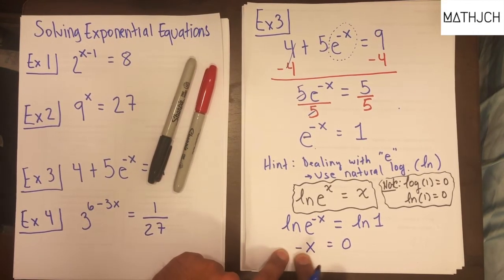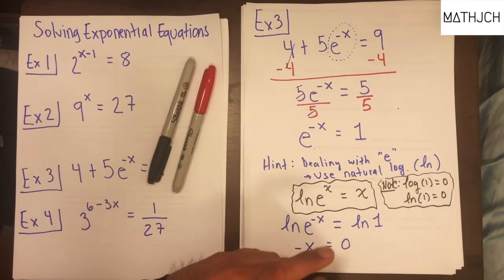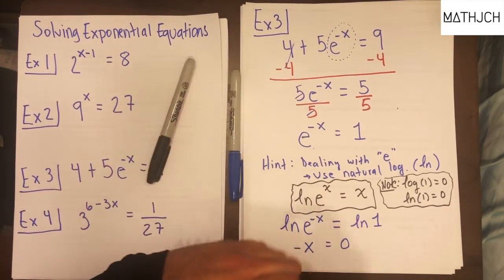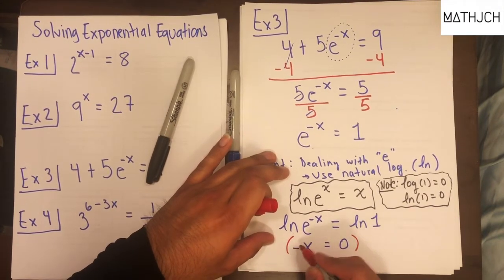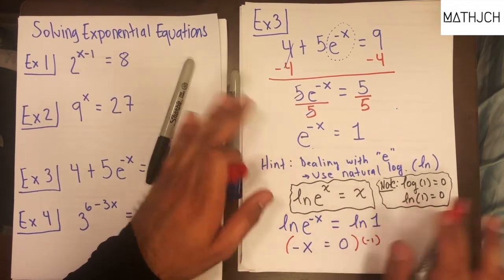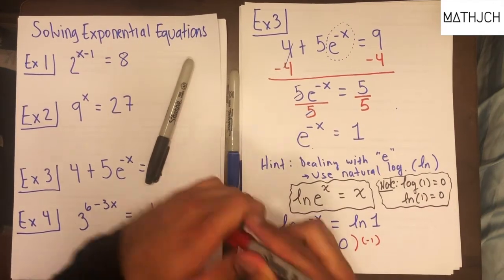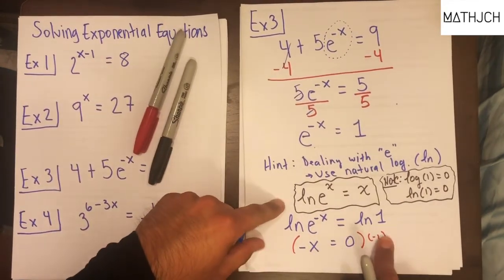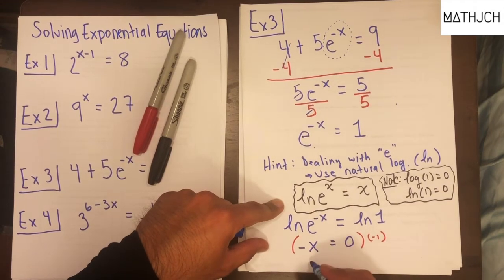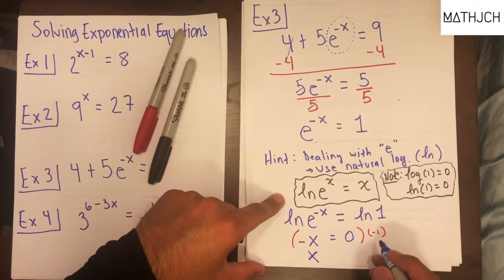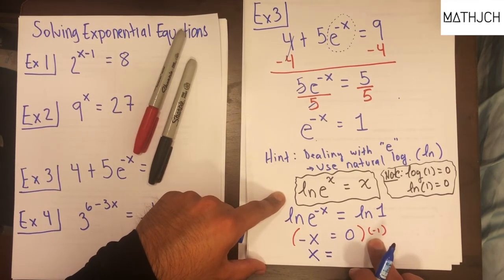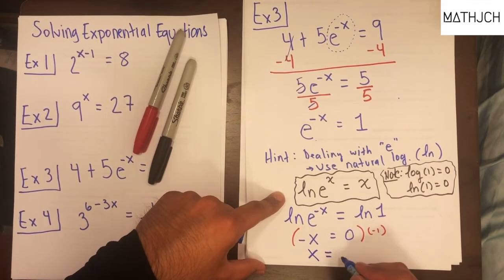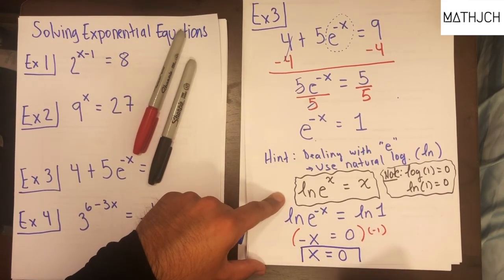So we need to somehow get rid of this negative. One quick way is to multiply everything by negative 1, the whole equation by negative 1. Because notice, negative 1 multiplied by negative x leaves us with positive x, equal to 0 times anything, in this case negative 1, equals 0. And that's going to be our solution for this problem.